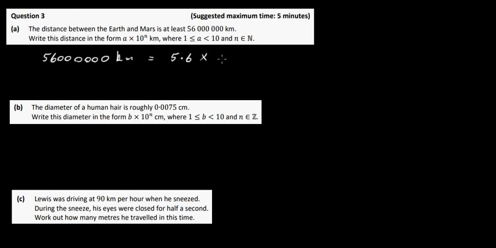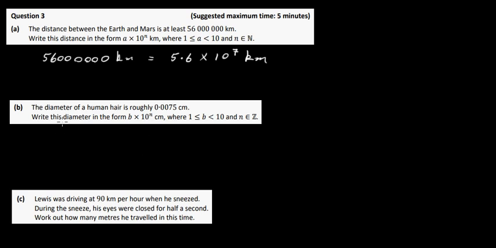We've got to multiply that by something now to bring the decimal point back here again. So to bring it back to the right 1, 2, 3, 4, 5, 6, 7 places, you multiply by 10 to the power of 7. And that's it really, that's part A.